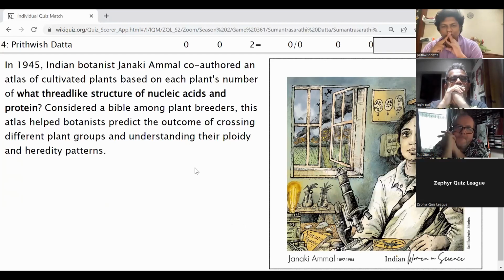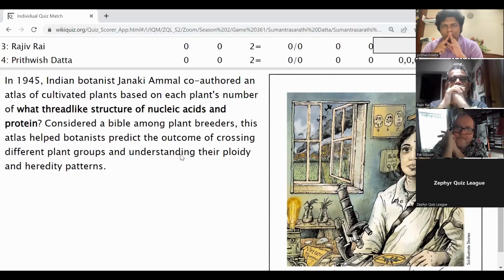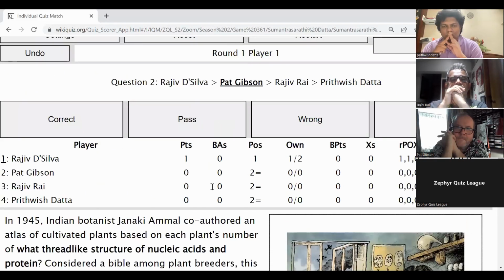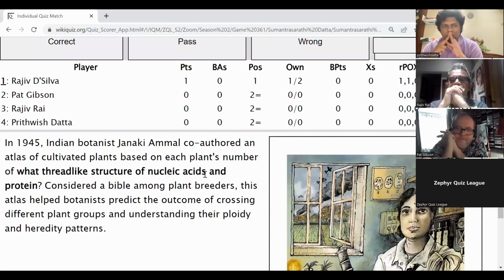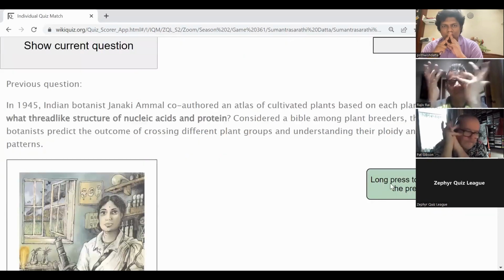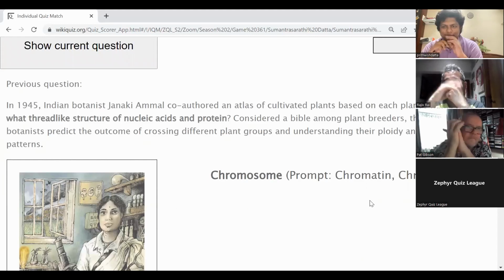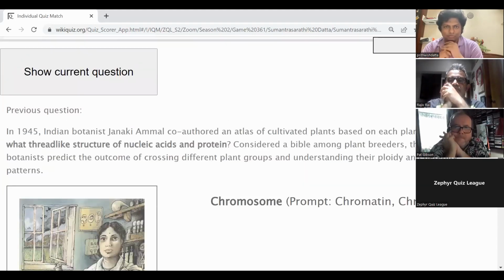DNA. From? Okay, mitochondrial DNA. I'll have to pass you to Pat. Chromosomes? Chromosomes is what I'm looking for. Yeah, I like that. So I was supposed to give a prompt on words like chromatin and DNA, but yeah, chromosomes is what was intended.